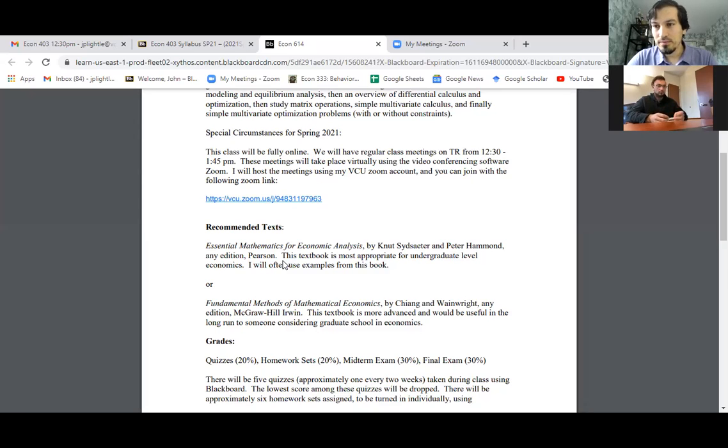and the first one on my syllabus is by two economists, Sydsaeter and Hammond, and I would say that is more of just an undergraduate level math econ book. If you know you're only going to get an undergraduate econ degree and stop there, you're not interested in getting a master's or beyond, I would say that's probably the book to get. And I will often use examples from that book.